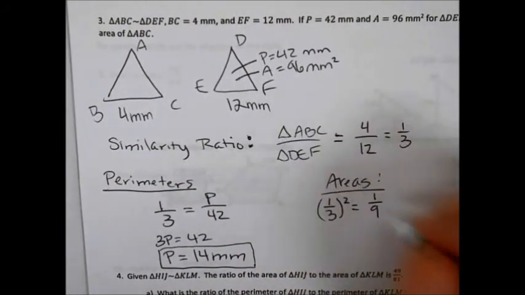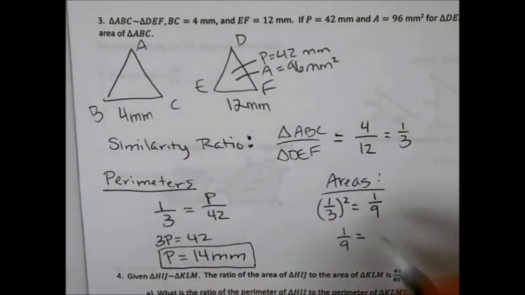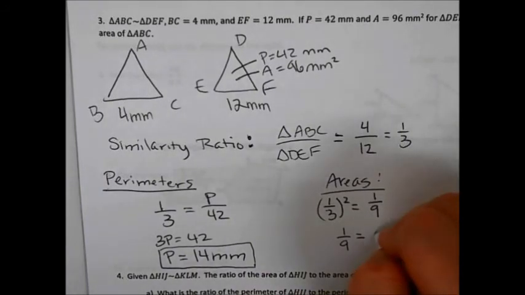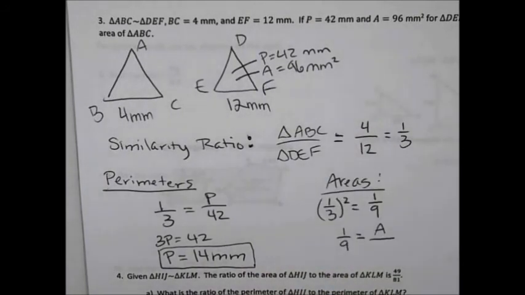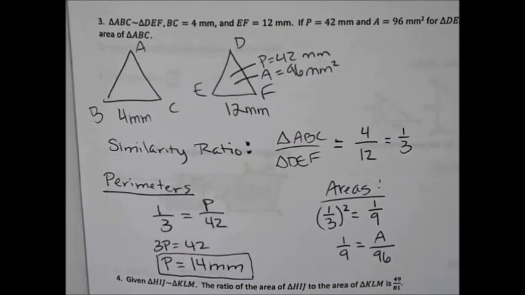So let's go ahead and set up our proportion. We get 1 over 9 equals the area of triangle ABC we don't know, so that's going to be an A. And the area of triangle DEF we know is going to be 96 millimeters. And then we are just going to have to cross multiply.